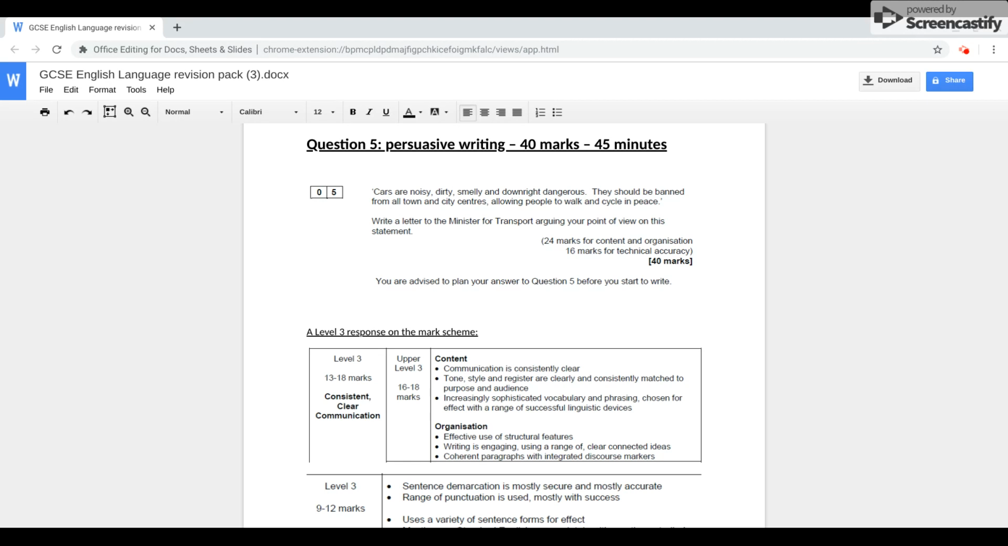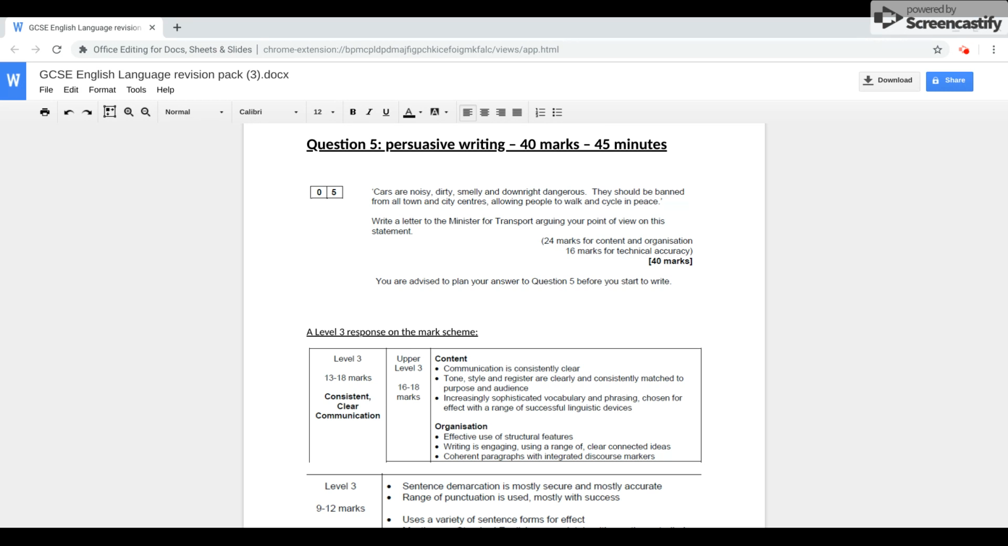We're looking for a mature, convincing argument. 2 to 3 sides of writing. It's not about writing a lot. It's always about writing well and hitting your mark scheme. Now, your question will always be followed by your mark scheme. So in this one, 24 marks for content and organization. Content is your argument. Organization is your structure. And then 16 marks for technical accuracy. That's your spelling, punctuation, and grammar.